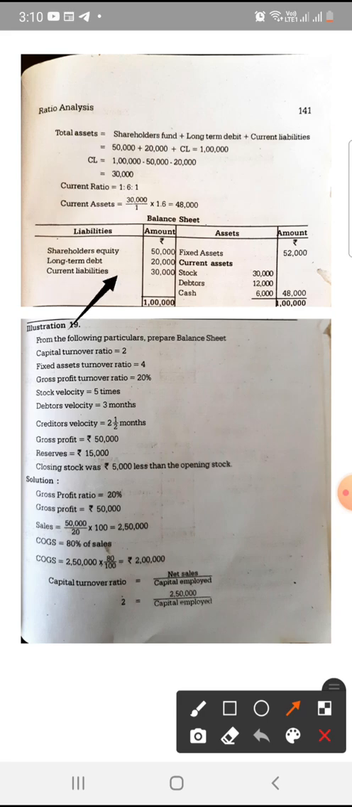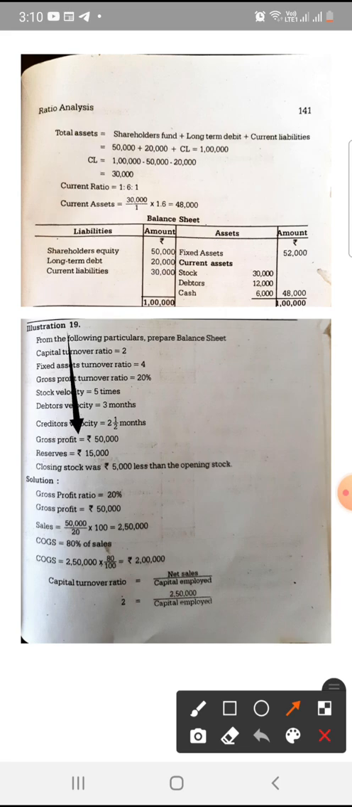So total is 48,000. On the other side, shareholders' equity, long term debt 20,000, current liability just now calculated 30,000, so the total of both sides is 1 lakh. So this is how you have to prepare the balance sheet. Information is given, you have to use a formula, calculate, and automatically one by one it will be cleared, and then you can use that information for the preparation of the balance sheet.